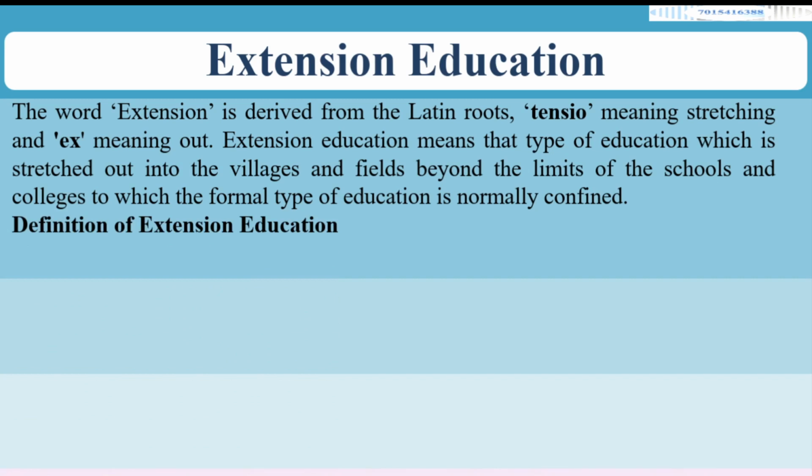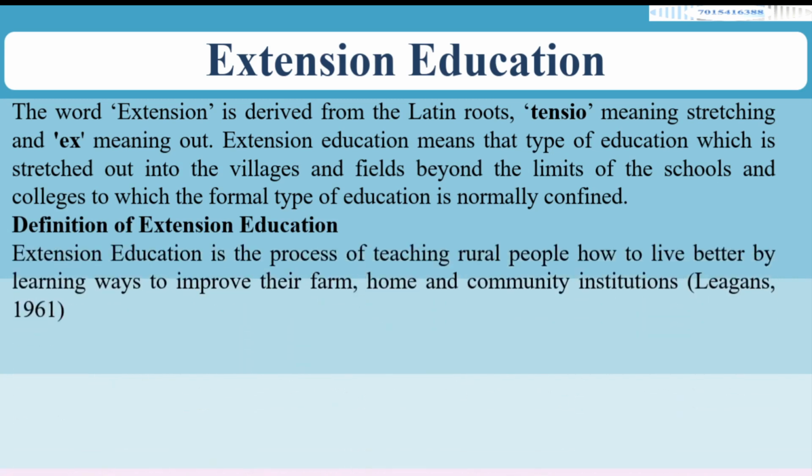Definition of extension education. Extension education is the process of teaching rural people how to live better by learning ways to improve their farm, home, and community institutions.